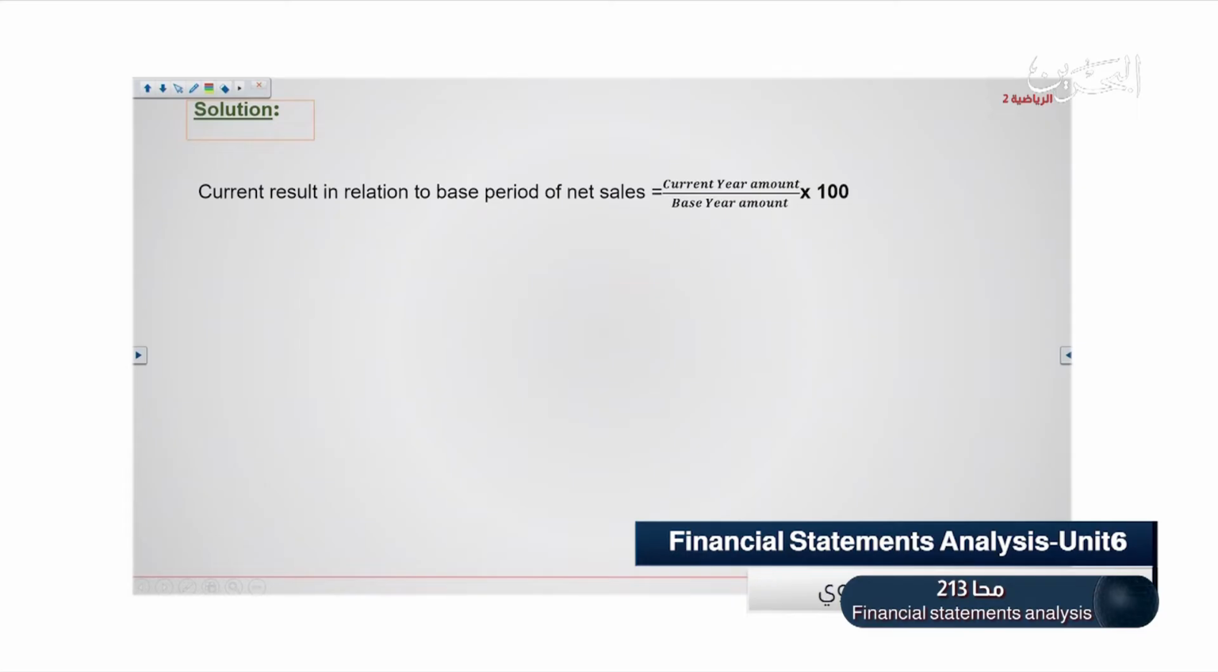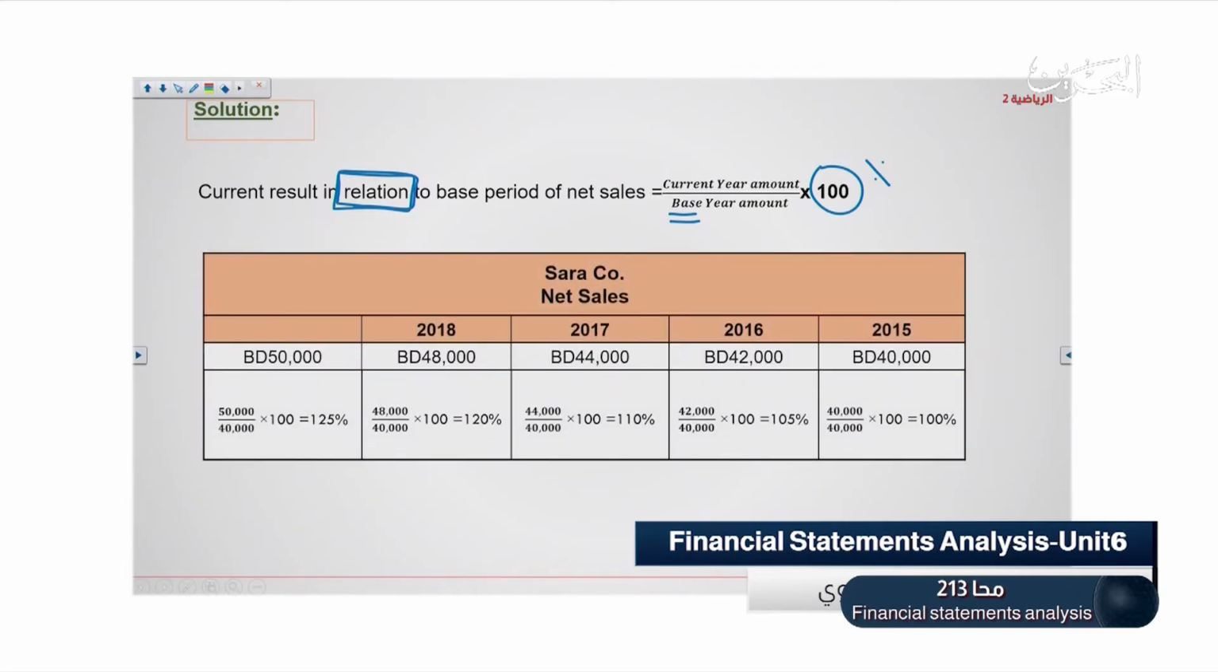The formula says current result in relation to base period of net sales. Relation. Okay, relation. So what is the formula? Current year amount over base year amount multiplied by 100 to get the percentage. Okay, current year over the base year multiplied by 100. Let's start with the base year 2015.